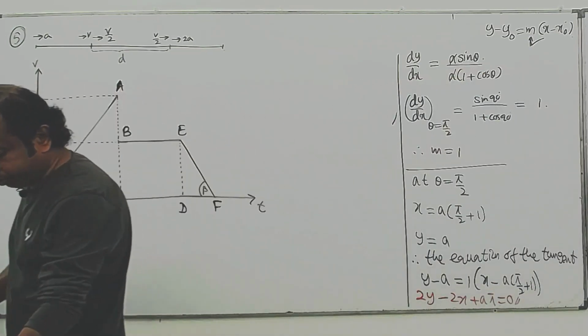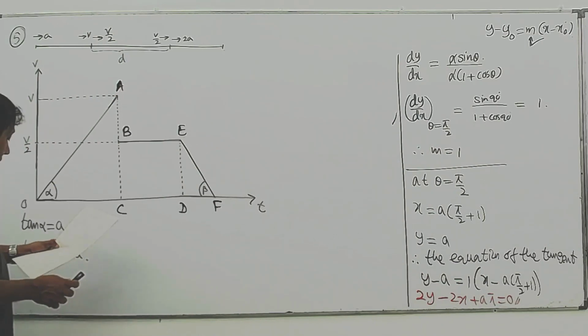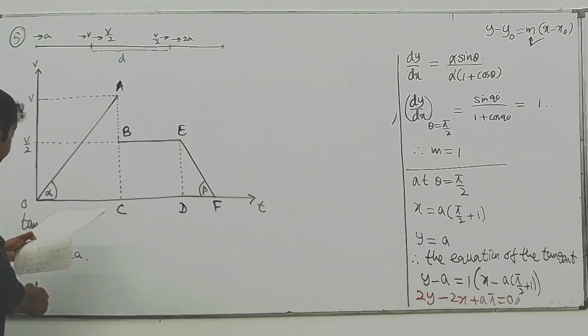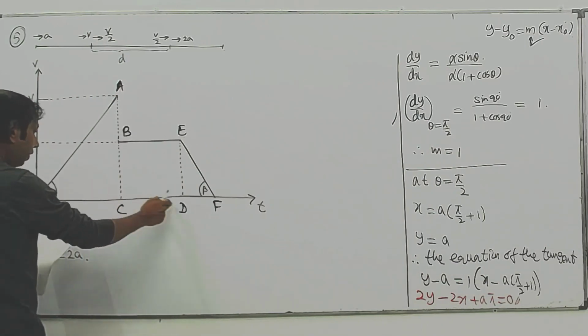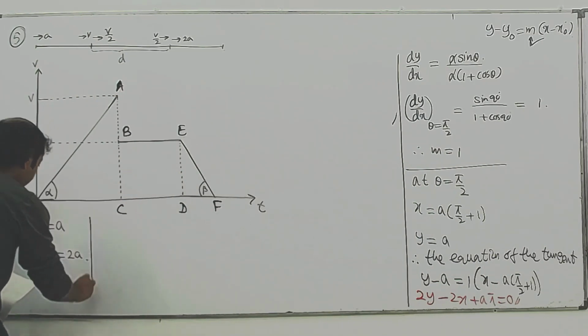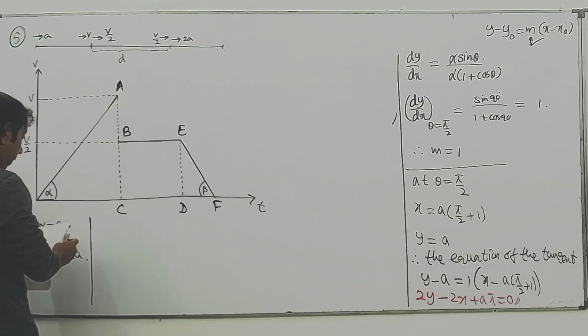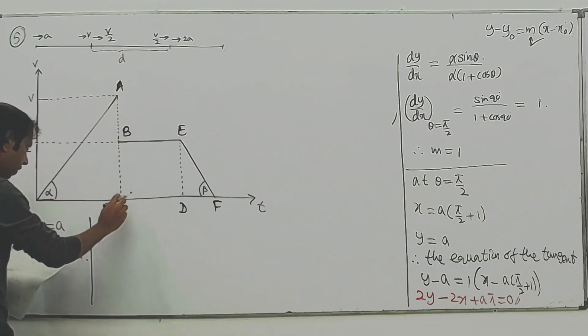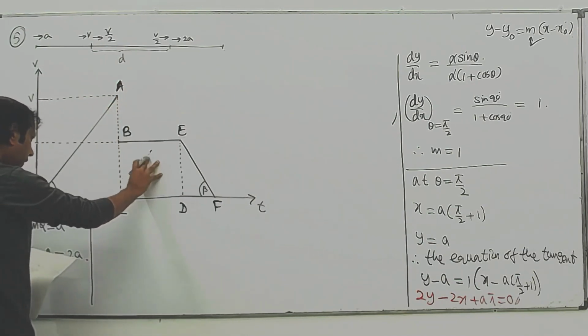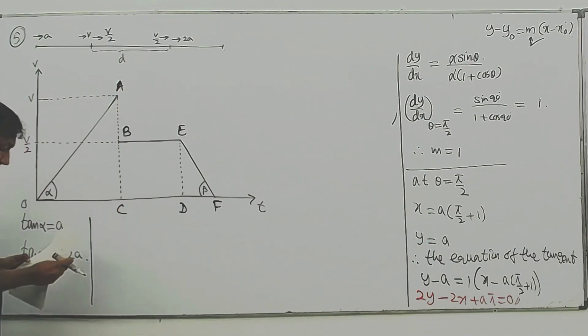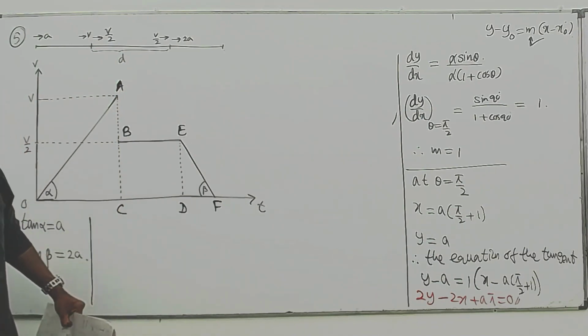Now, really, people, the BCDE area, you can write it is d. That is this distance, no? Then we can write the BCDE area, this area is d. Remember that. Now, what is asked first is the total time taken, right?